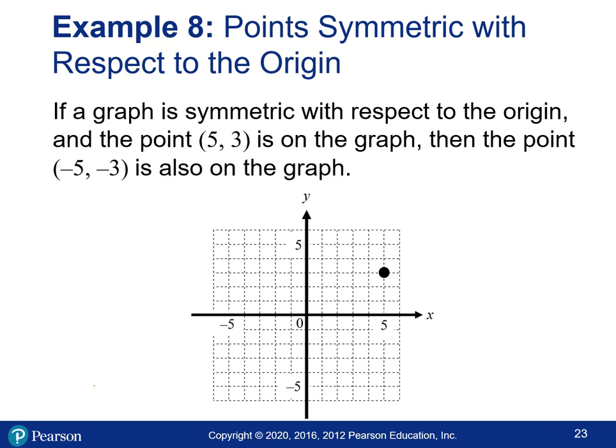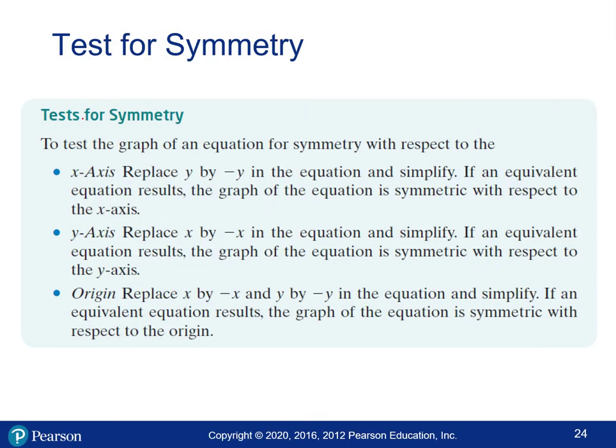Okay, so take a look at this one here. We're traveling through the origin. So the point that was 5, 3, the symmetric point with respect to the origin is now negative 5, negative 3. Okay, so we have our tests for symmetry. Now let me explain why we do this, and that hopefully will give you some more meaning to it and then help you remember these tests.